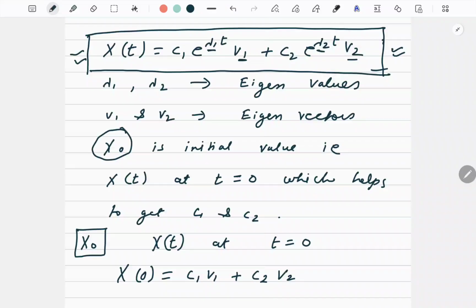Now in the questions, they will give me some x0, I will put it here. In the same way, vector 1 and vector 2 will be given, I will put them here. Then I will get the values of C1 and C2. Solving this, we will get the values of C1 and C2. These values of C1 and C2 I will put in my x(t) expression and I will get my answer. Correct? So let us start with the question.